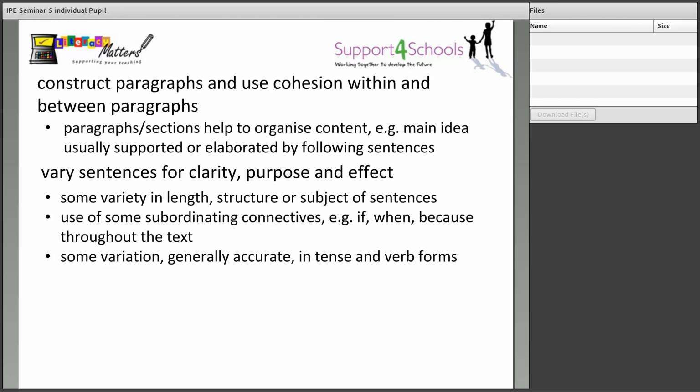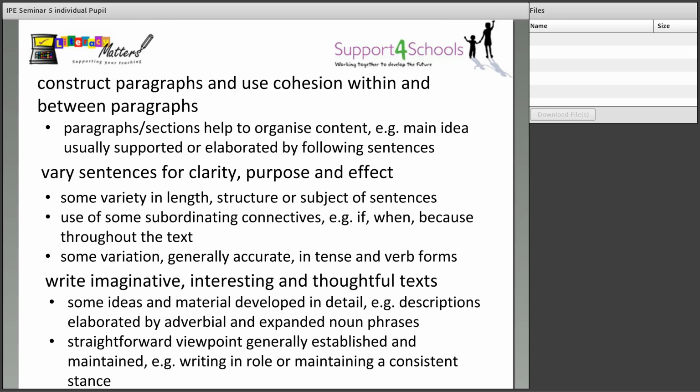And also varying sentences, so varying the length, the structure, the subject, and again, connectives and using tense and verb forms. And again, this is the noun phrase bit coming, so elaborated by adverbials and expanded noun phrases. So sentences that might have more than one clause, but they might have one clause and one expanded noun phrase in there.